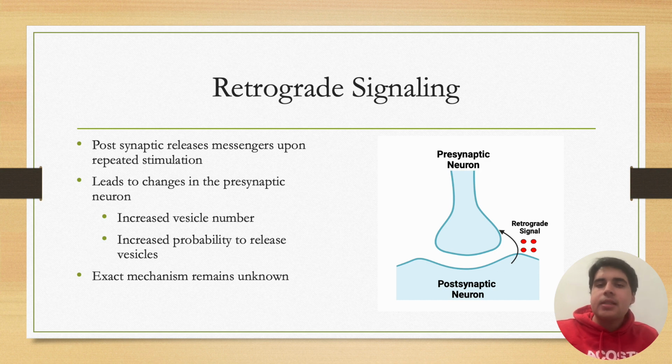The retrograde signal could have many effects, but the most important ones that scientists are curious about are the increased vesicle numbers, so more neurotransmitters are released and synthesized, but there is also thought to be an increased probability to release the vesicles in the first place.